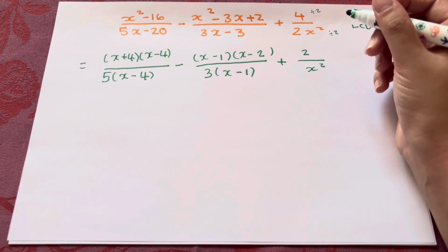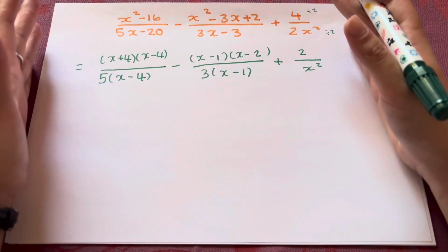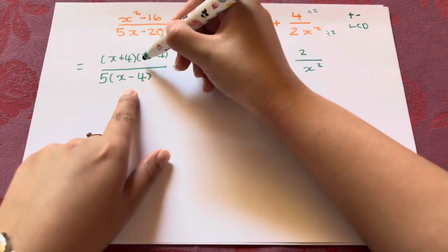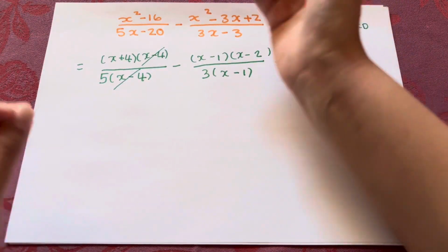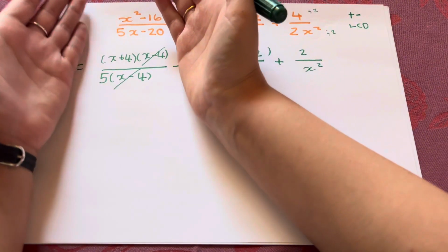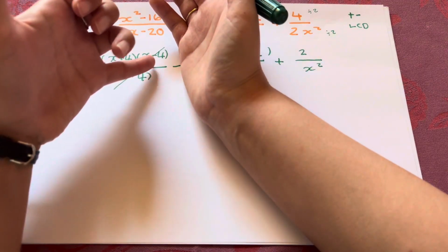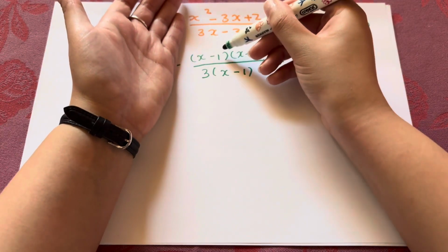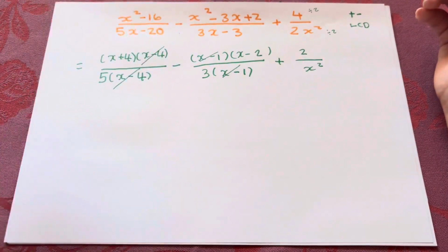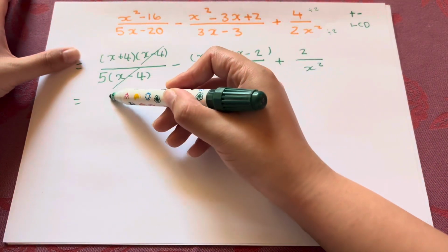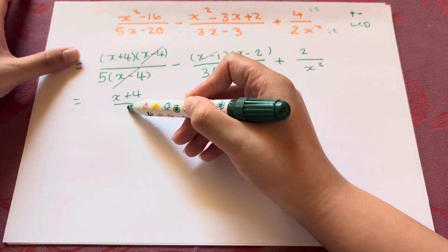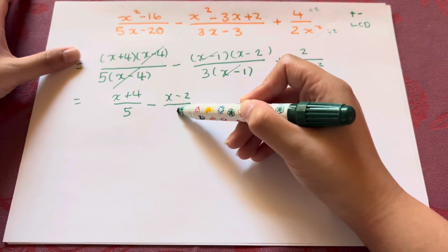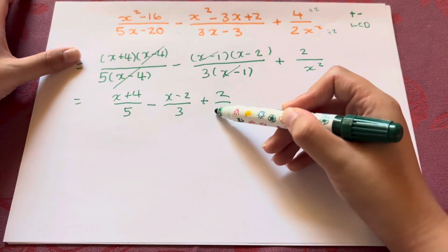All right. Looking at the monomials within this polynomial, here I see an x minus 4 and an x minus 4, which I can cancel. The reason I can do that is because isolating that term is a monomial. So if there's something present in the numerator and denominator, you can cancel it. In this expression, there's an x minus 1 and x minus 1, leaving me with the expression x plus 4 over 5 minus x minus 2 over 3 plus 2 over x squared.